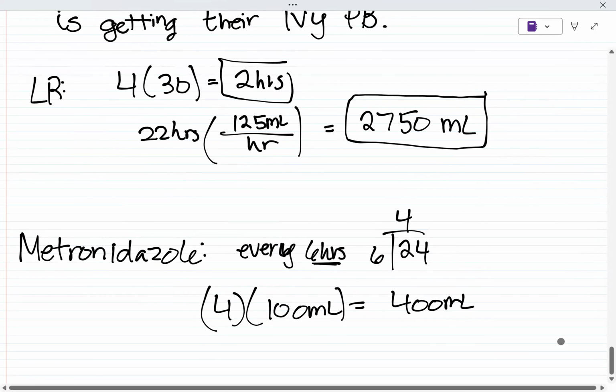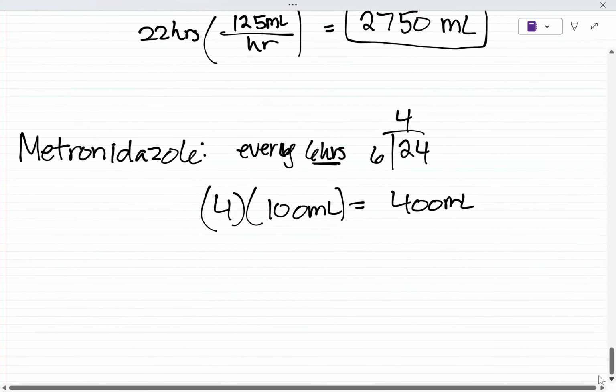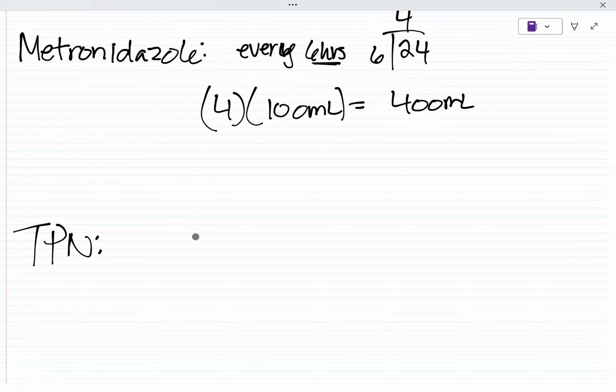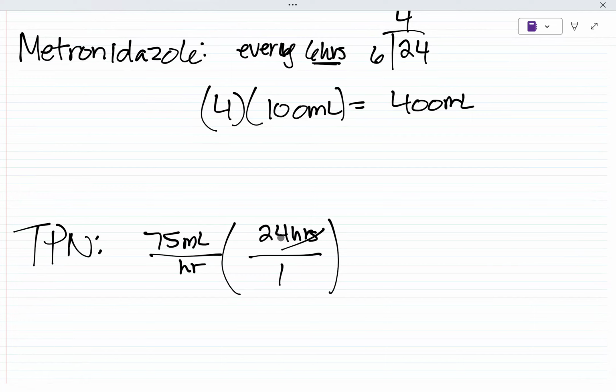Okay. And then let's do the drug TPN. The TPN is running at a rate of 75 milliliters per hour. So that's going to be 75 milliliters per hour in a 24-hour period. So you want to get it in milliliters. That's why I'm going to put 24 hours on the top and then one on the bottom. See how the hours disappear. So what's 75 times 24? 1,800. Okay, so that was for the TPN.